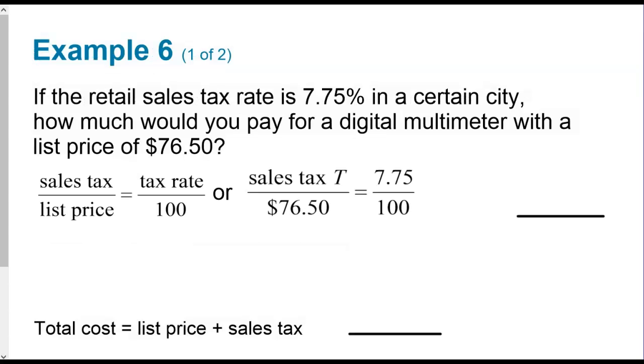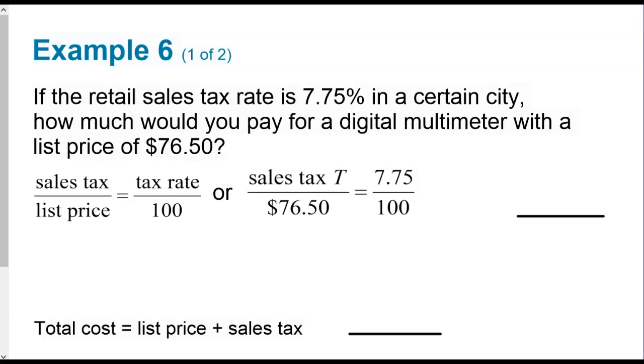So in this problem, if the retail sales tax rate is 7.75%, how much would you pay for a multimeter? That's a tool that measures voltage and amperage, which electricians will often use, and that lists for $76.50 in this case. So what we'll do is they have the problem set up, and you saw that special problem the way they had it earlier.